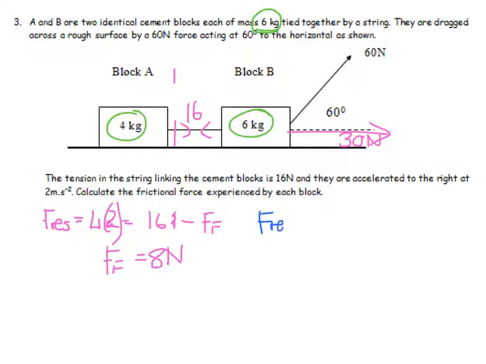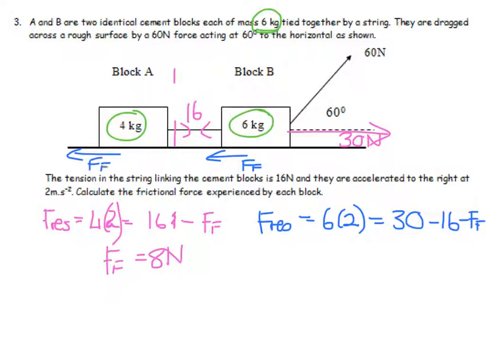Simultaneously, the force resultant of block B is 6 times the acceleration 2, which is equal to 30 minus 16 minus friction, because remember, friction is going to act there, and it's going to act over there. So I land up then, when I resolve my frictional force, to find that it is 2 newtons. There's less friction. Why? Because I'm partly lifting that off the ground.